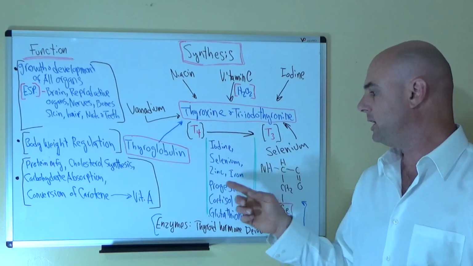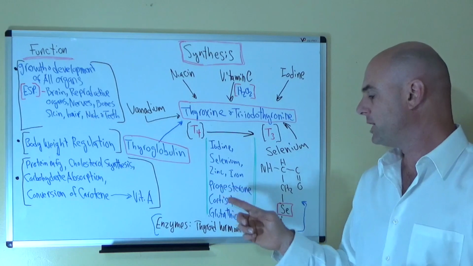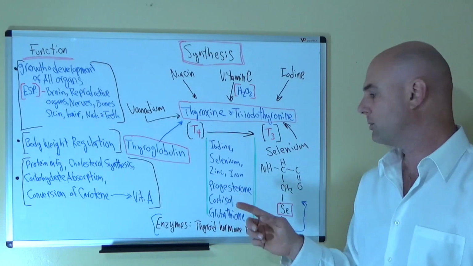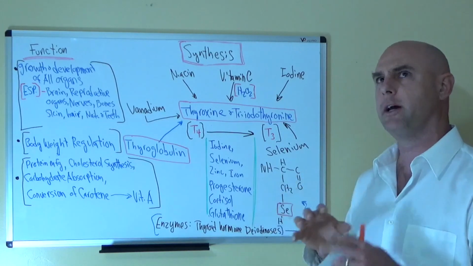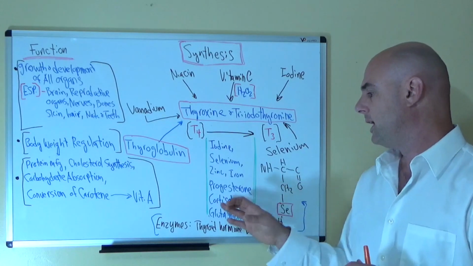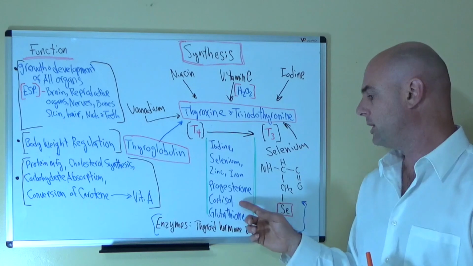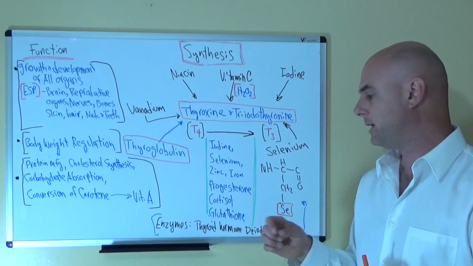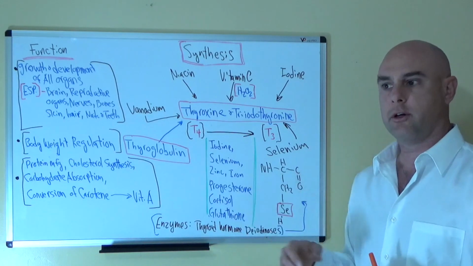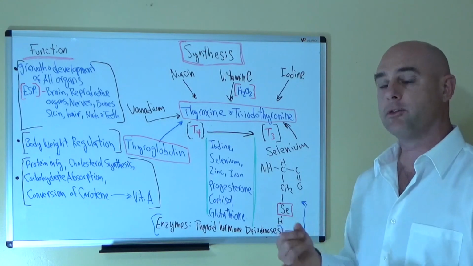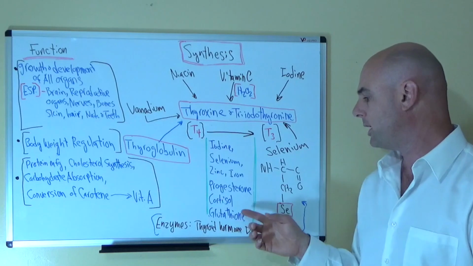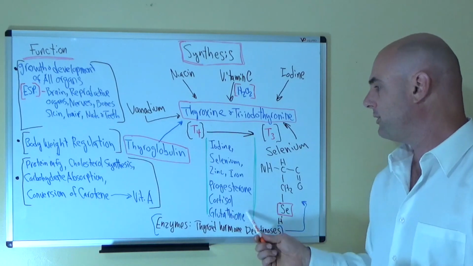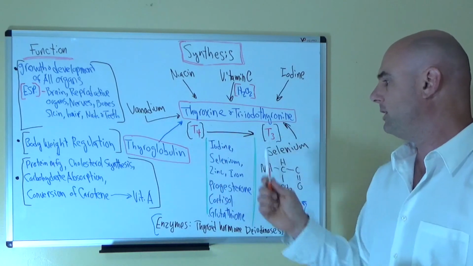and to convert T4 into T3, or thyroxine into triiodothyronine, we're going to need iodine, selenium, zinc, iron, progesterone, which is a sex hormone secreted by the ovaries and the adrenal cortex, or the adrenal glands. Cortisol, which is also secreted by the adrenal glands, also helps regulate metabolism of fats, proteins, and carbohydrates. And we're also going to need glutathione to convert T4 into T3.